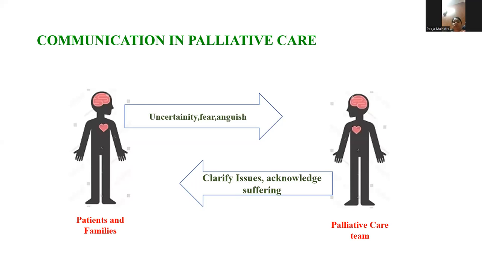There may be uncertainty, fear, anguish, sorrow. Many things must be going on in a patient's and family's mind. And a palliative care team or a social worker who visits the patient and the family has to clarify. If we don't have good communication with them, we can't clarify the issues or understand their suffering. If they don't open up, because we have not built a rapport with them in the first place, then communication in palliative care, being a very important tool, is lost.